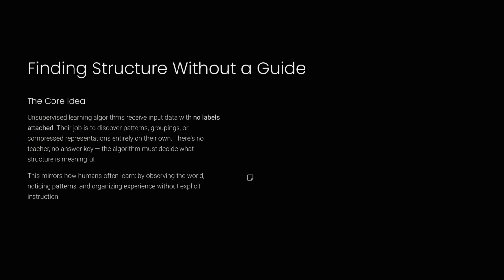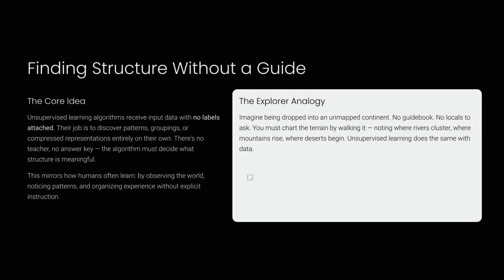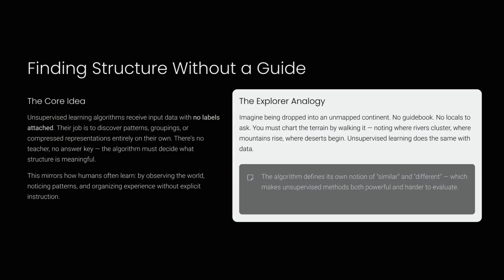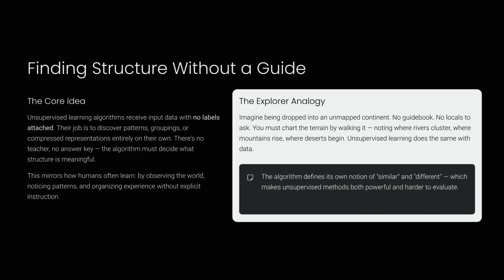Unsupervised algorithms discover patterns and groupings without labels, much like an explorer mapping unmapped terrain. The algorithm defines its own notion of similar and different, making these methods both powerful and harder to evaluate.